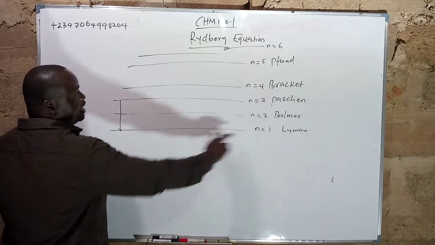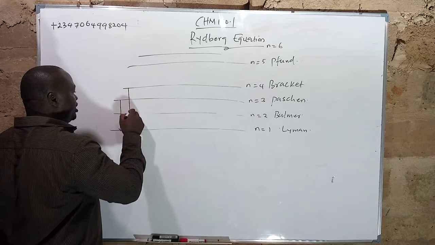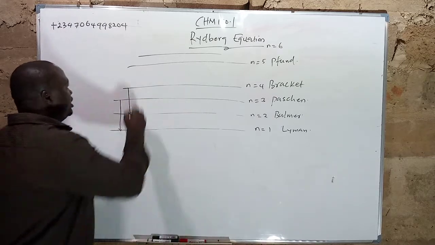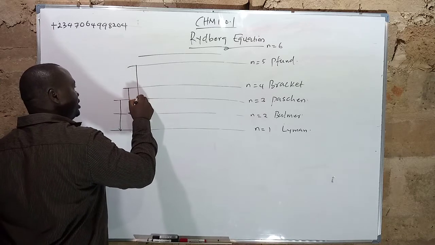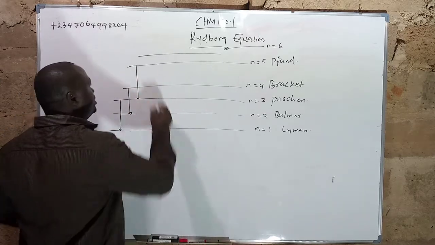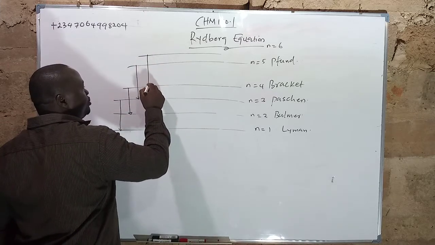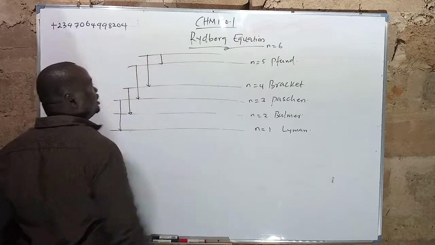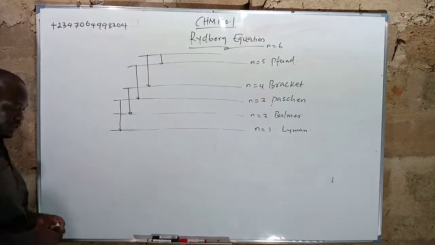So an electron dropping to level 1 is the Lyman series. If an electron drops from any level and ends up in 2, we're talking about the Balmer series. If it stops at 3, that is the Paschen series. If it drops to energy level 4, that is the Brackett series. A drop to energy level 5 is the Pfund series.